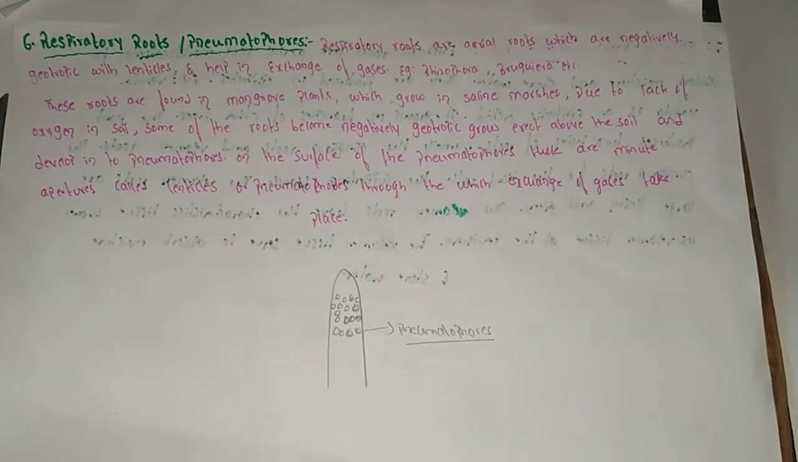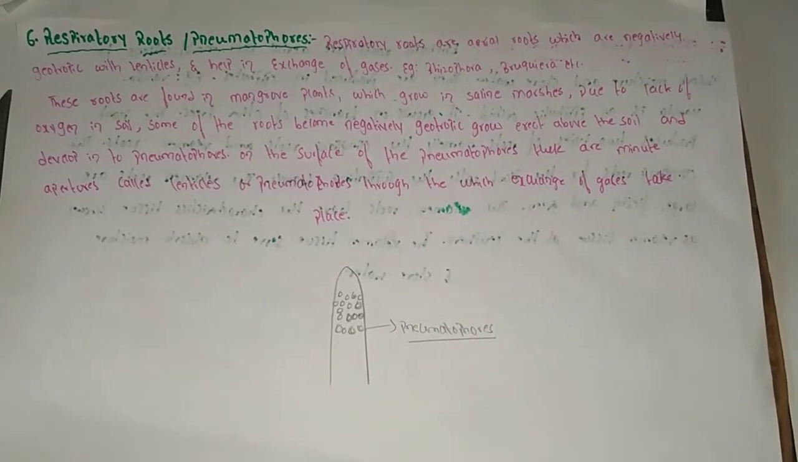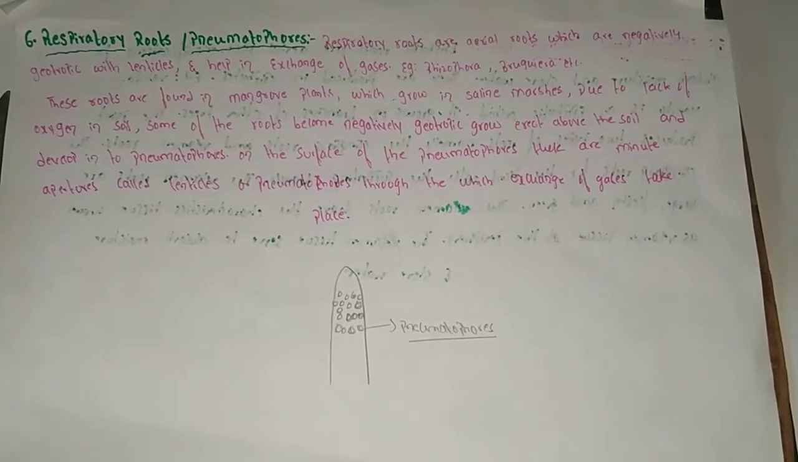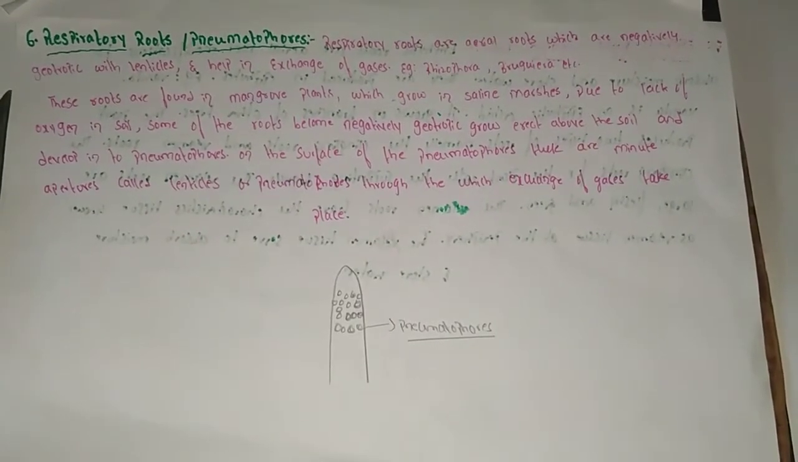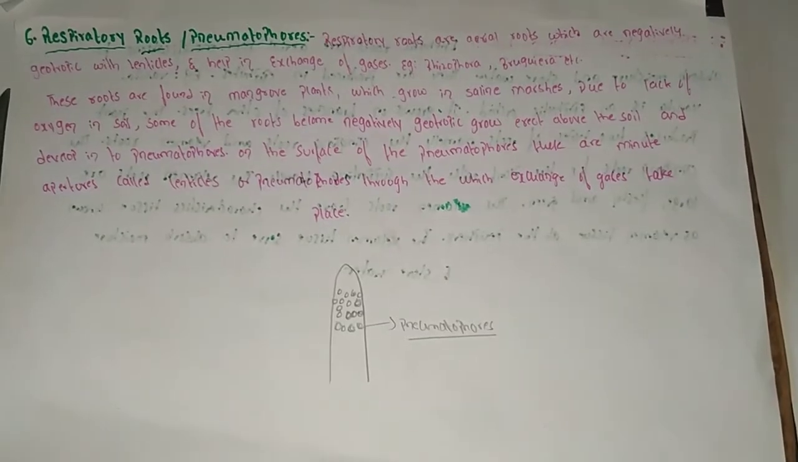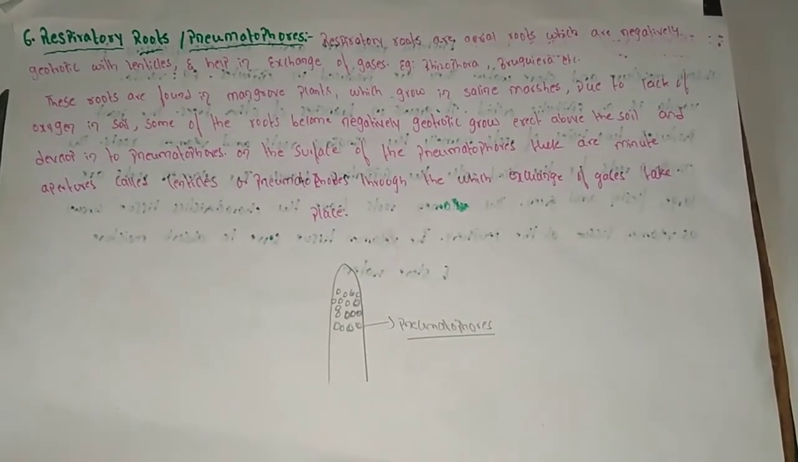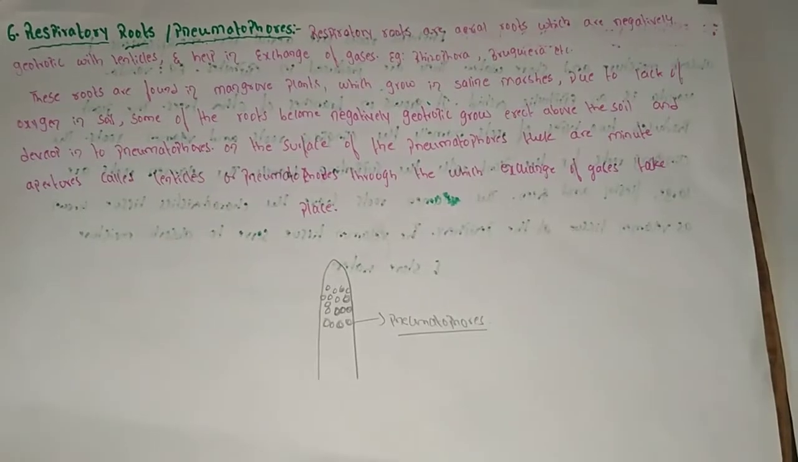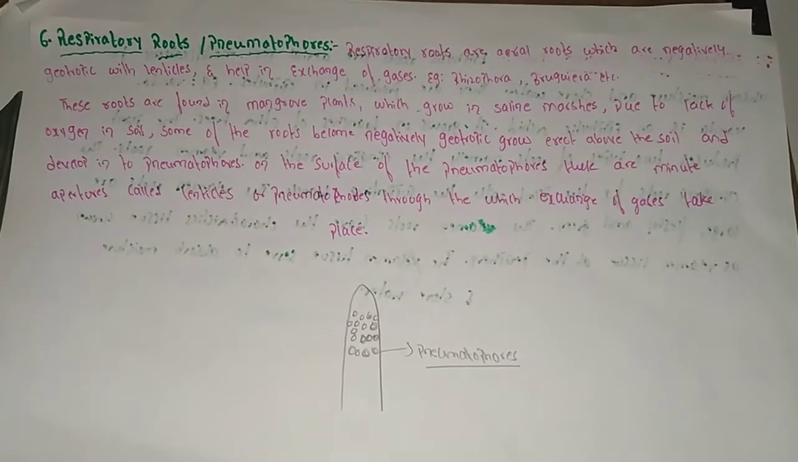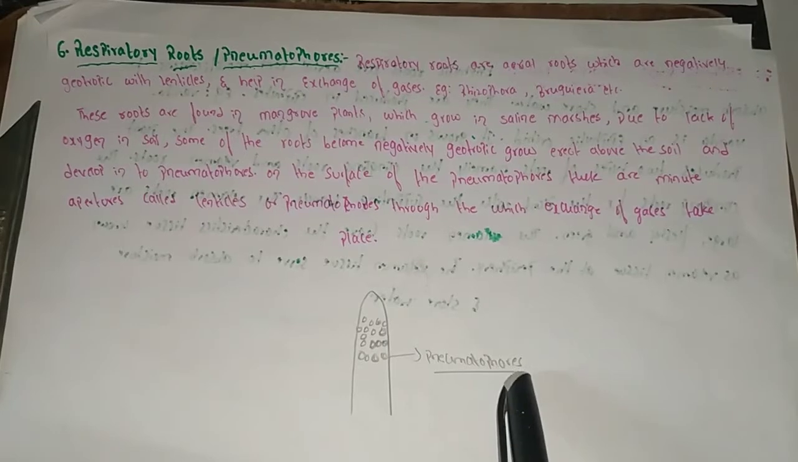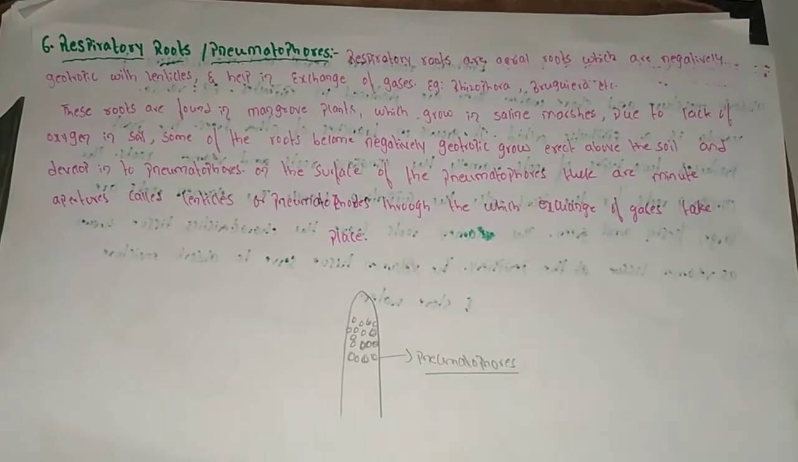pneumatophores. Pneumatophores means pore-like structures on the roots. These help to exchange gases. On the surface of a pneumatophore, there are minute apertures called lenticels. Lenticels are nothing but pores. Lenticels help to exchange gases. So, these are the pneumatophores, and they help to exchange gases.